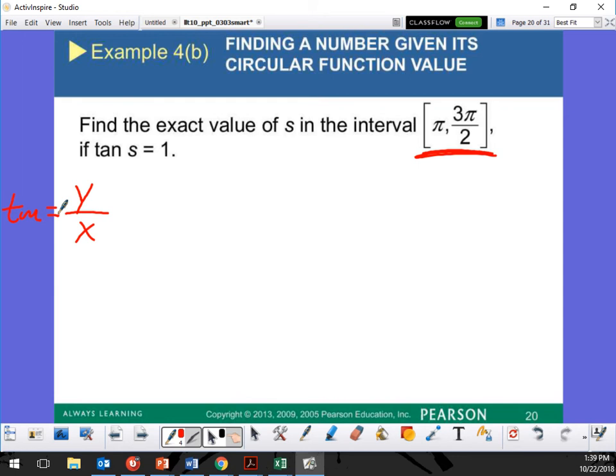Now, tangent is y over x. To get the value of 1, isn't y divided by x? To get 1, what do you have to have on top and bottom? Not 1. What if I have 5 over 5? Will that give me 1? Yeah. So you have to have the same number over the same number. Very good. Now, put your fingers on quadrant 3. Find me where it has the same numbers. The y and the x have to be the same numbers.